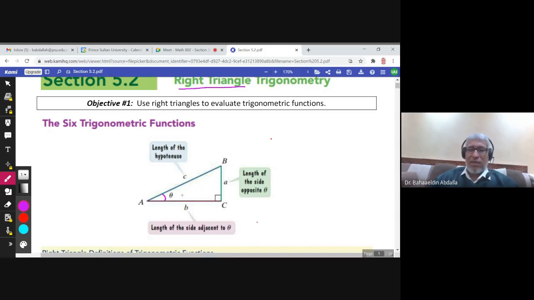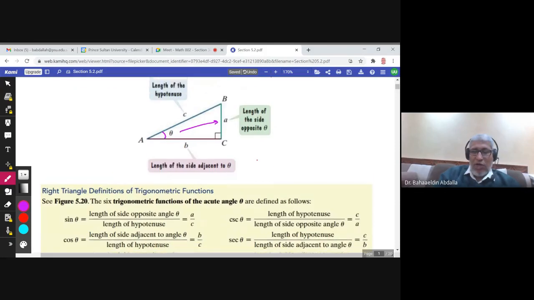This side is opposite to the angle theta, so we call it the opposite side. This side is adjacent to the angle theta, so we call it the adjacent side. This side is the hypotenuse of the right triangle because it is opposite to the right angle, so it is called the hypotenuse. So we need to define the 6 trigonometric functions.